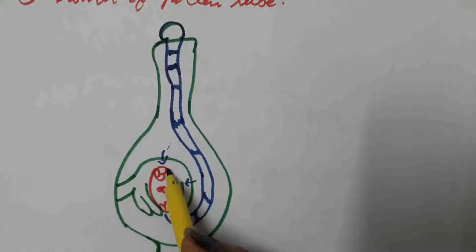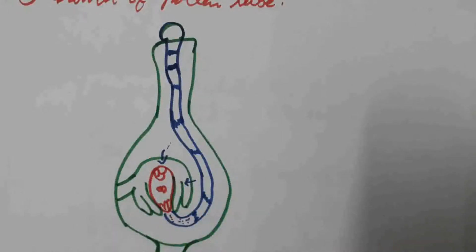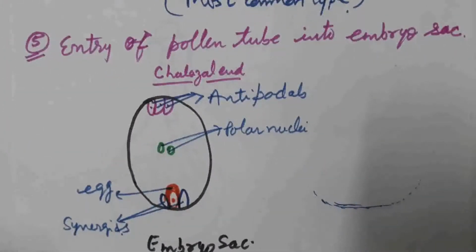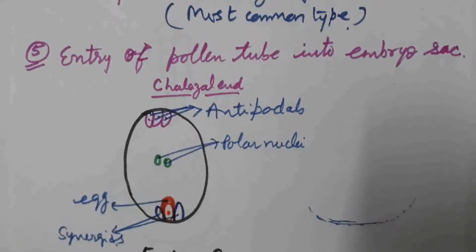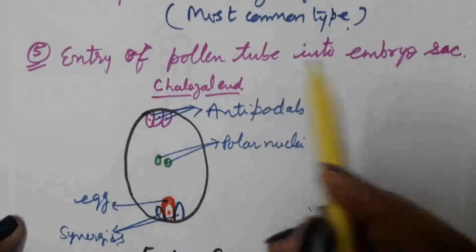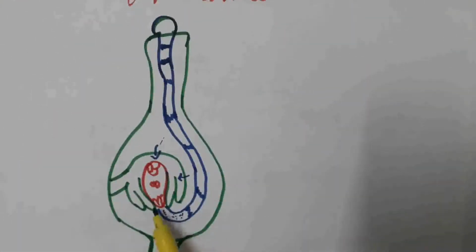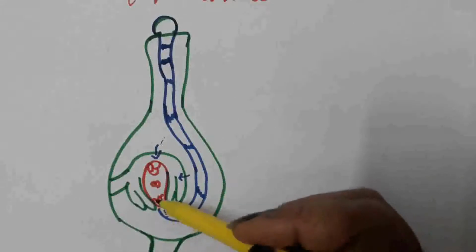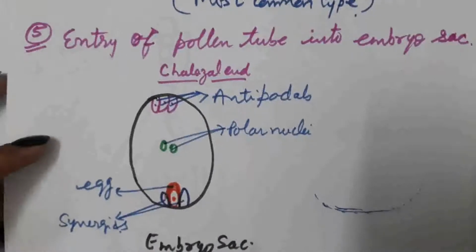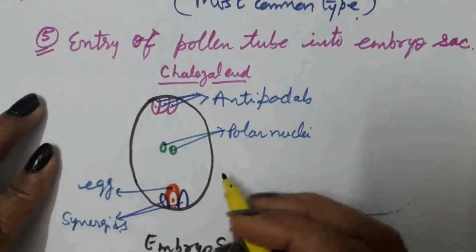I am going to draw the diagram of the embryo sac in detail now, in a bigger size. And the next point we are going to discuss here, after the formation of the pollen tube and growth of the pollen tube, is the entry of the pollen tube into the embryo sac, which I show you in this diagram here. That is, entry of the pollen tube takes place into the embryo sac. How does the entry of the pollen tube into the embryo sac take place? Here I am going to show you.